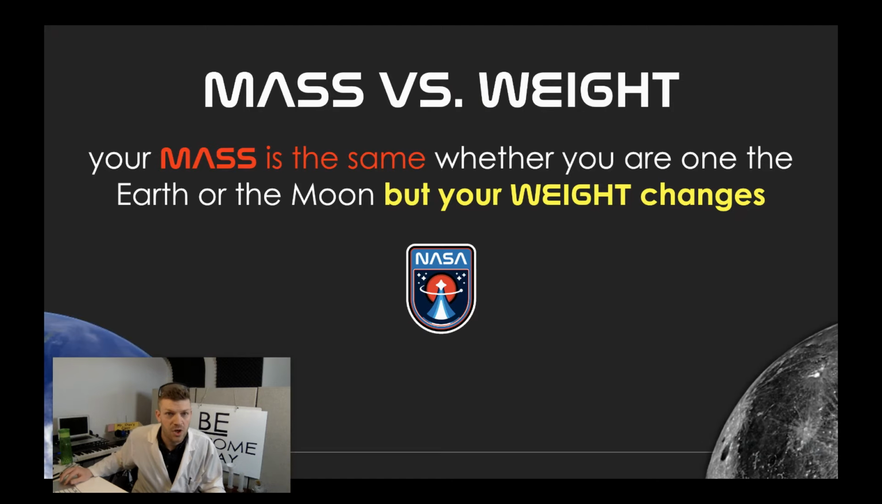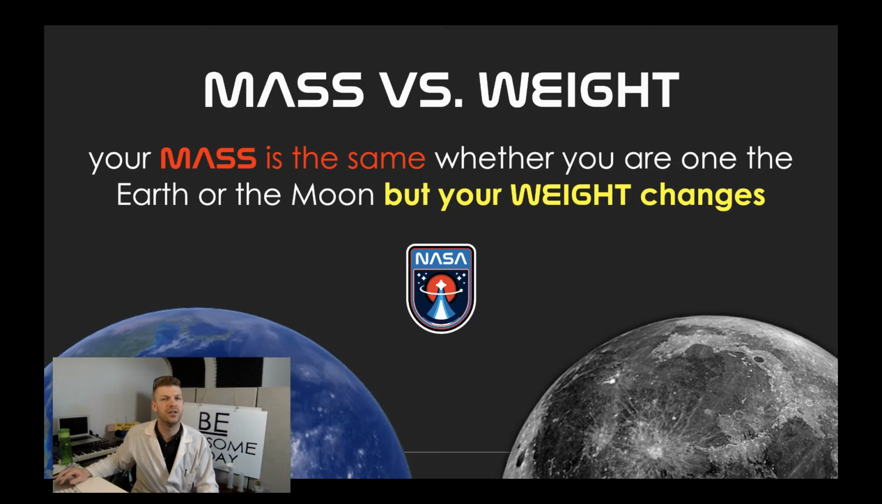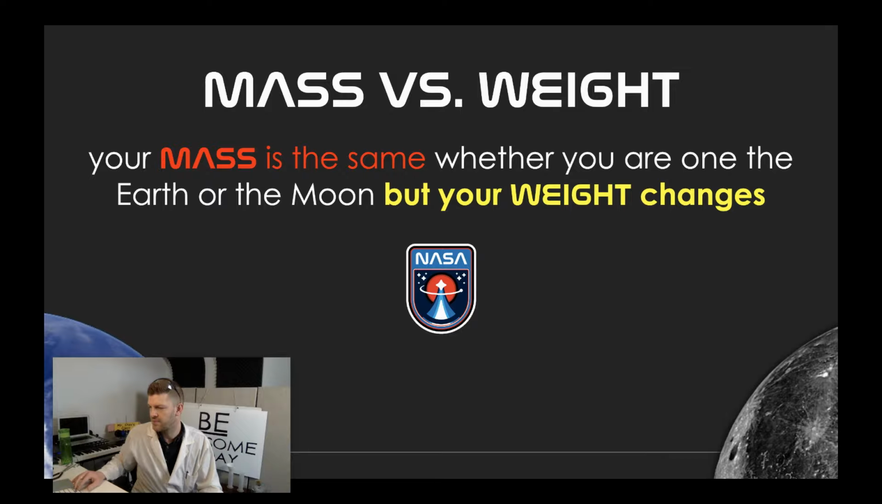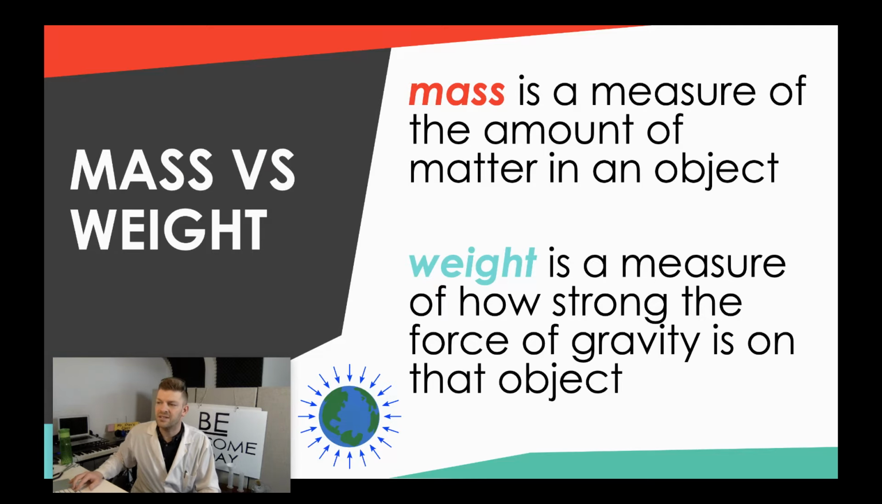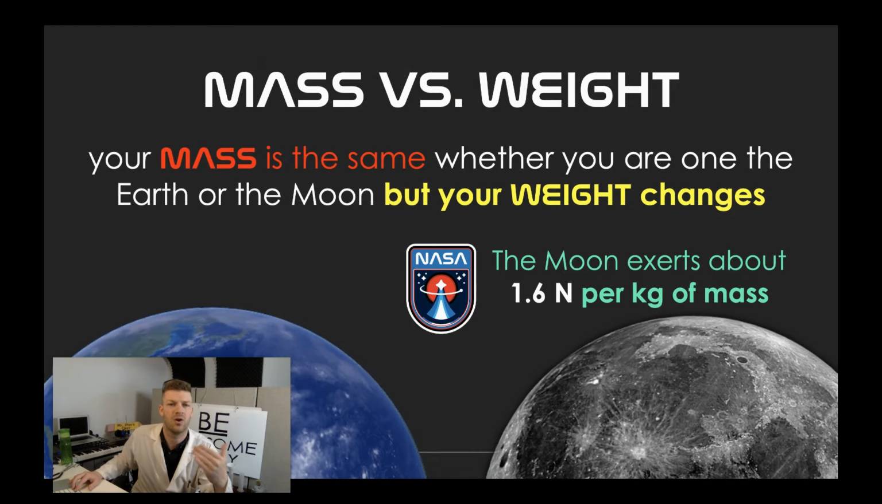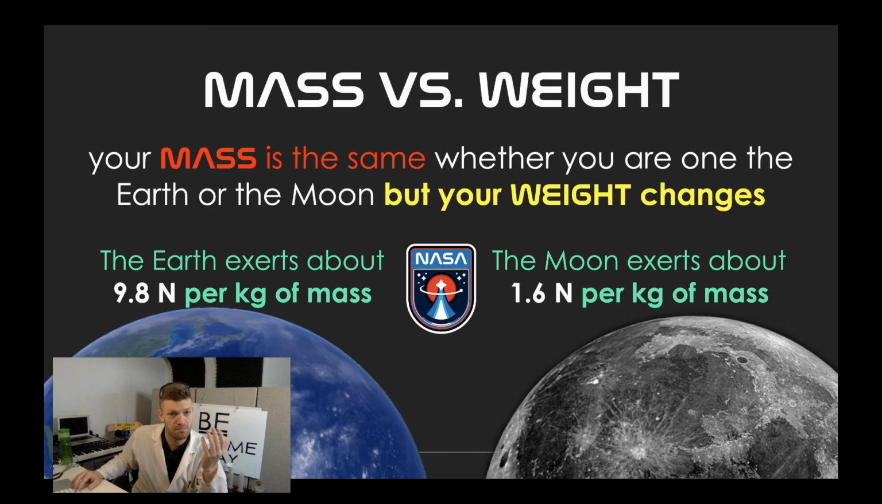Your mass is the same whether you're on Earth or on the moon. It's your weight that changes. Weight is the measure of how strong gravity is impacting you. That's why weight is the one that changes, because the gravity is different on Earth than it is on the moon. The moon exerts about 1.6 newtons per kilogram, and Earth 9.8. So much more on Earth. So the Earth is impacting your weight in a greater way.